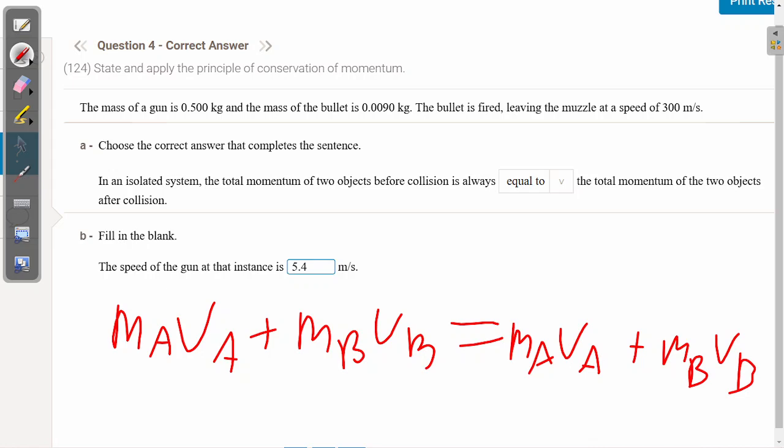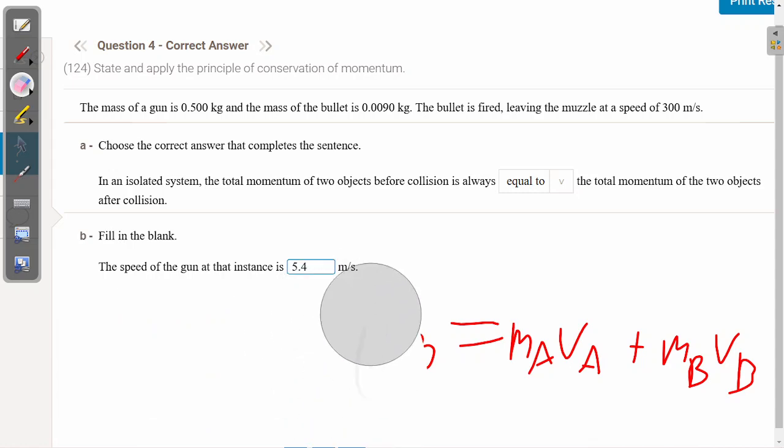Okay, the mass of a gun is 0.5 kilograms and the mass of the bullet is 0.009. The bullet is fired leaving the muzzle at a speed of 300. First of all, before the bullet is fired, the gun and the bullet are stationary, so they're not moving. They don't have a velocity. So here the initial velocity is 0, and here it's 0. 0 times the mass will be 0, and here also 0 times the mass will be 0. So this whole part of the equation is 0.